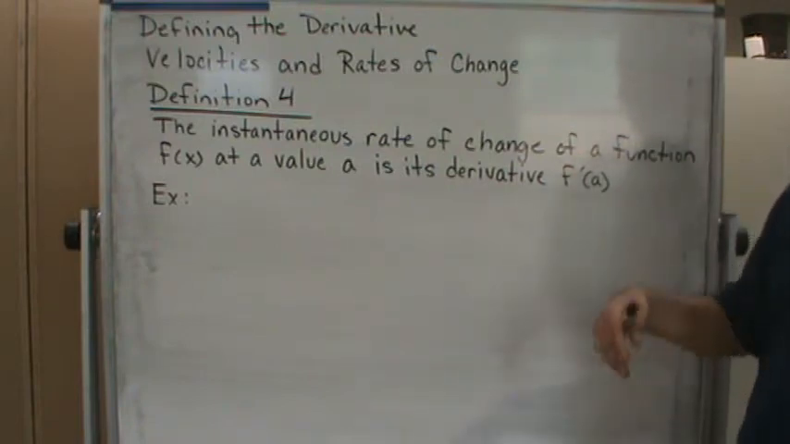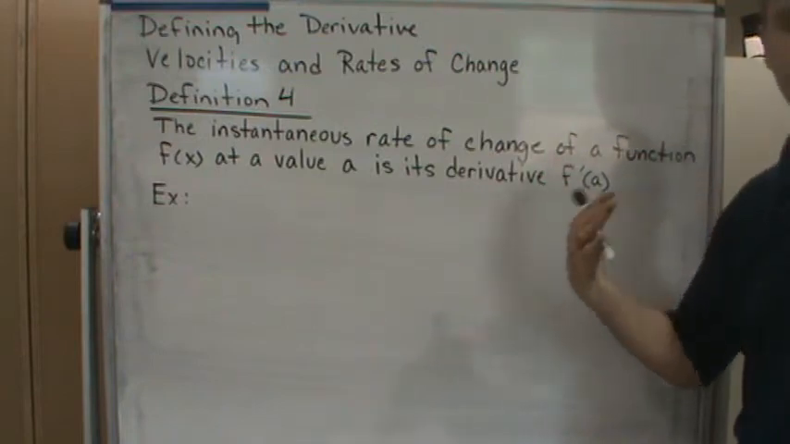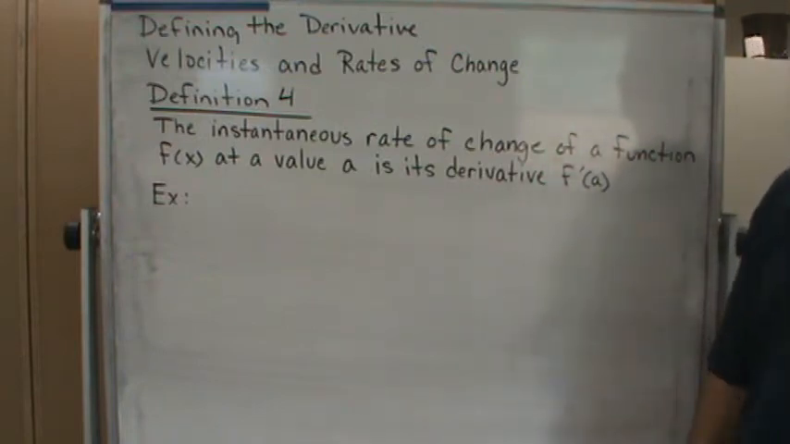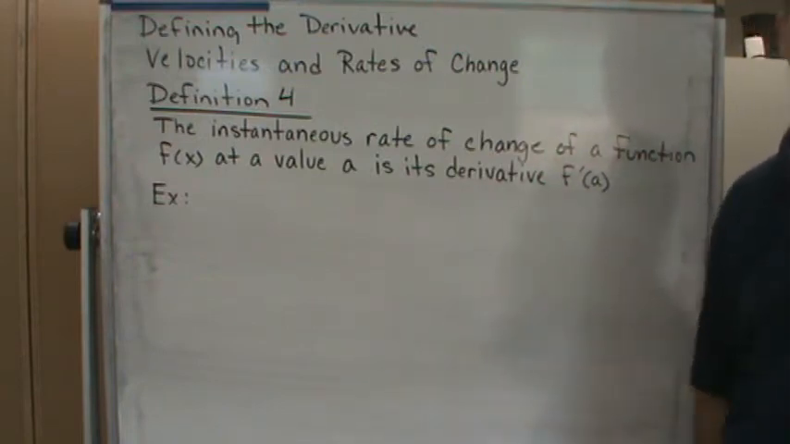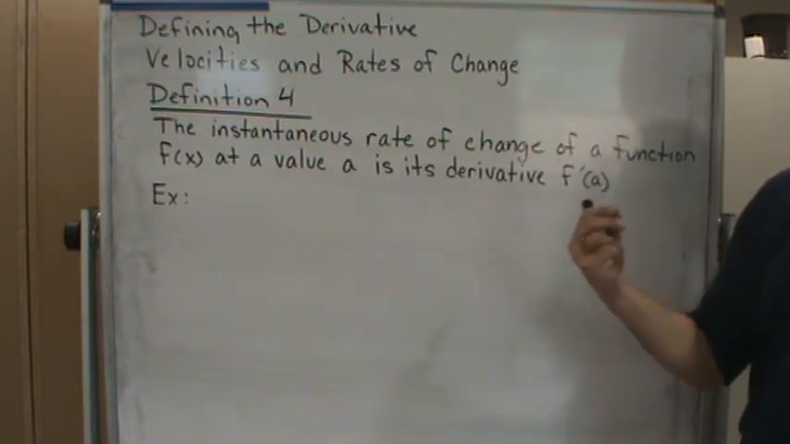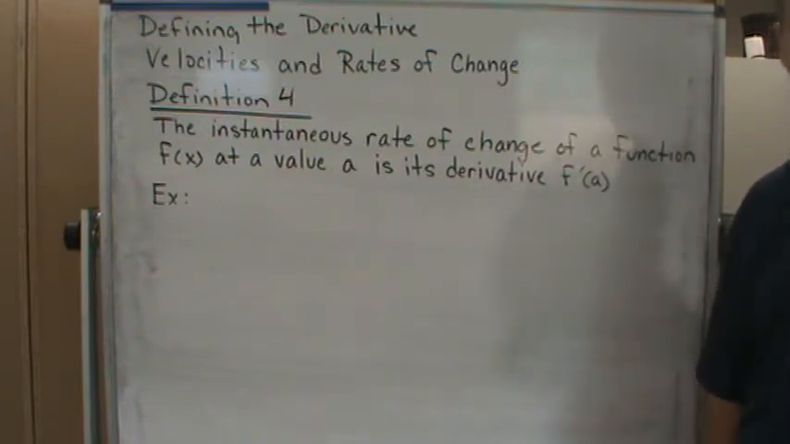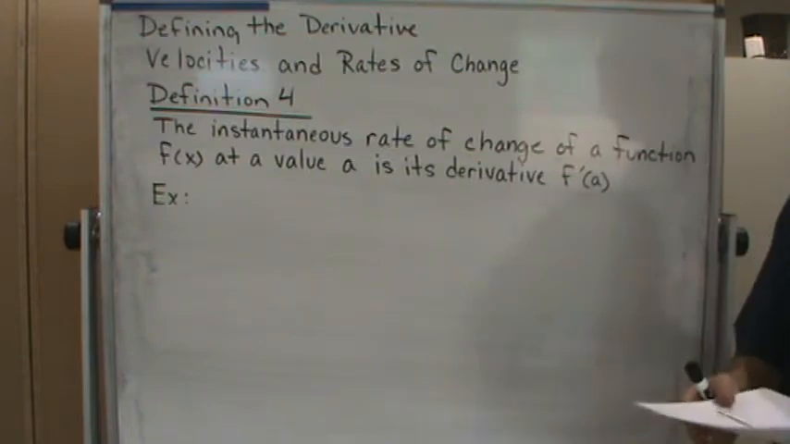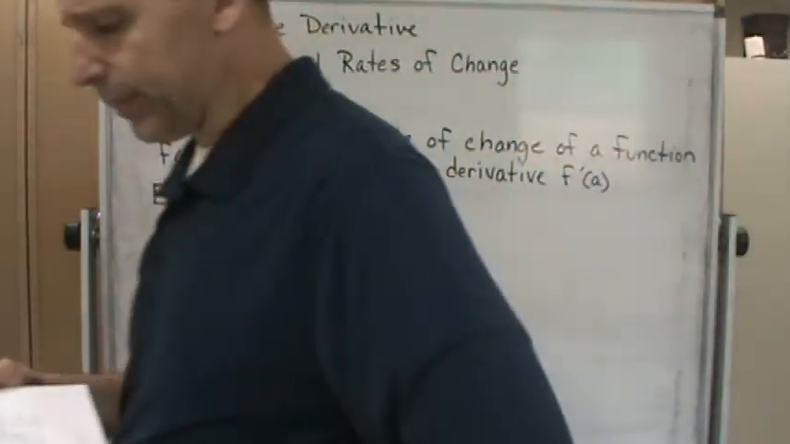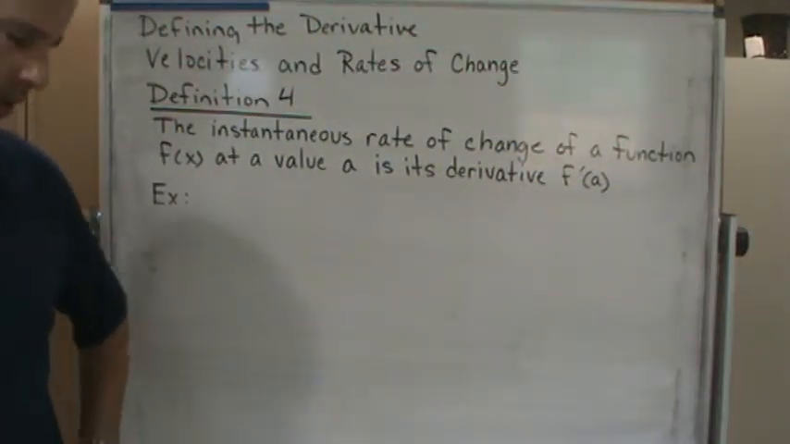So again, the slope of the tangent line, the instantaneous rate of change, and the derivative of a function at a point are all saying the same thing. Okay, so let's do an example. Let's talk about rate of change of temperature.